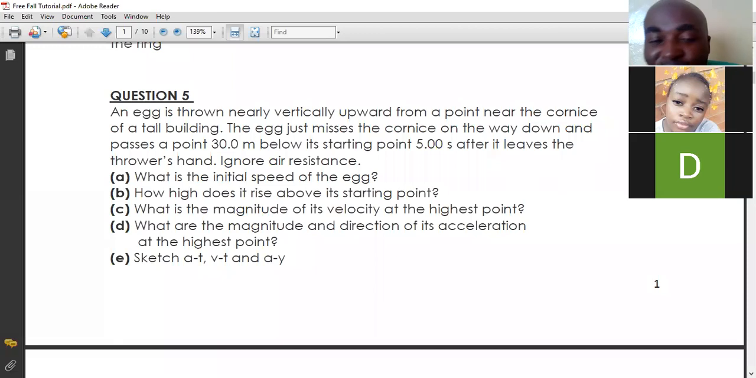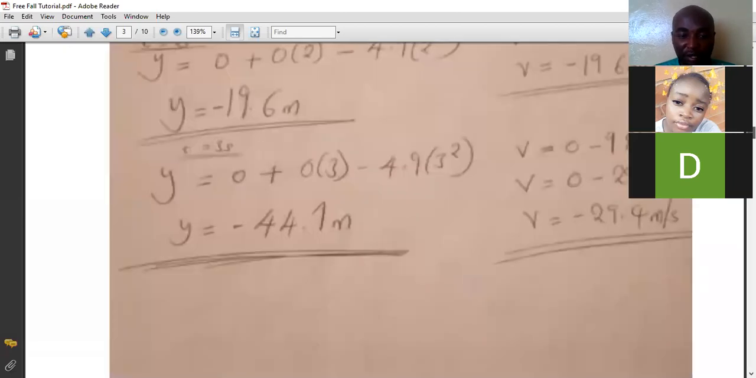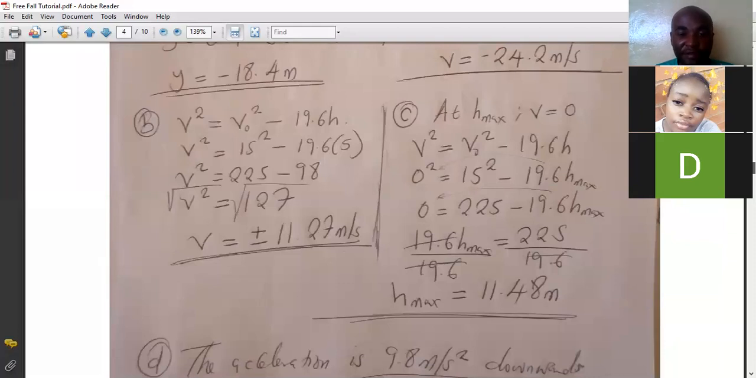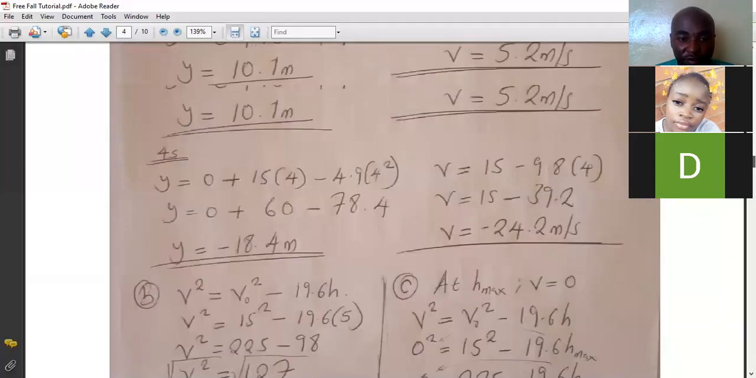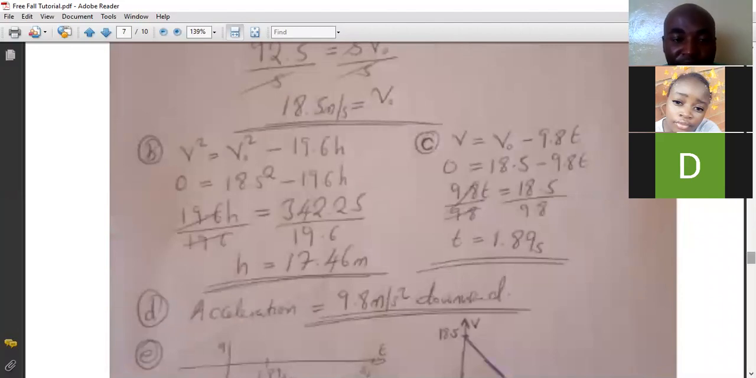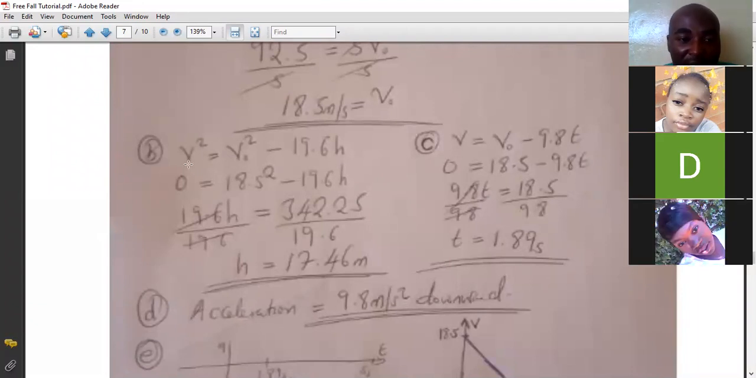Okay, let's do B. How high does it rise above its starting point? Let's go to our answer. There you are looking for the maximum height above the starting point. At the highest point, we already mentioned that the velocity is 0. So with the maximum height above the starting point, the equation is this one.